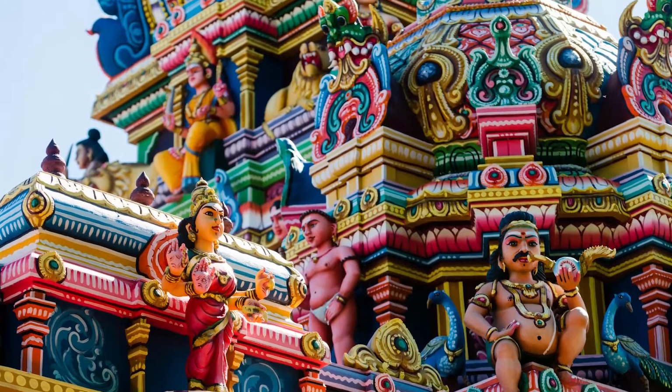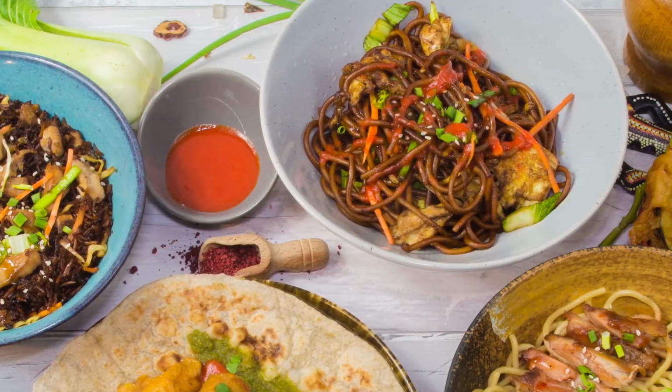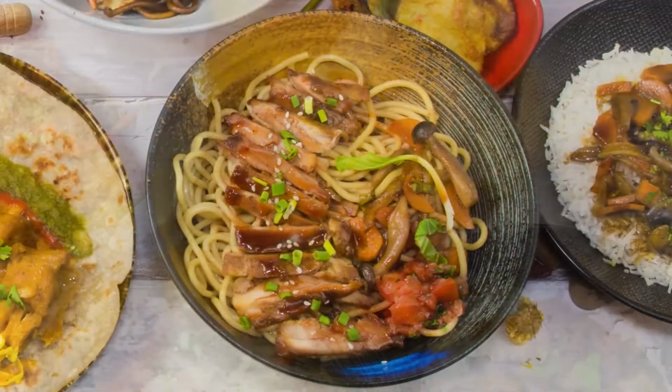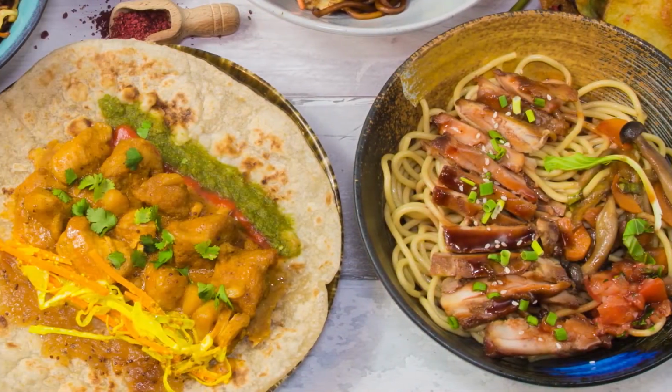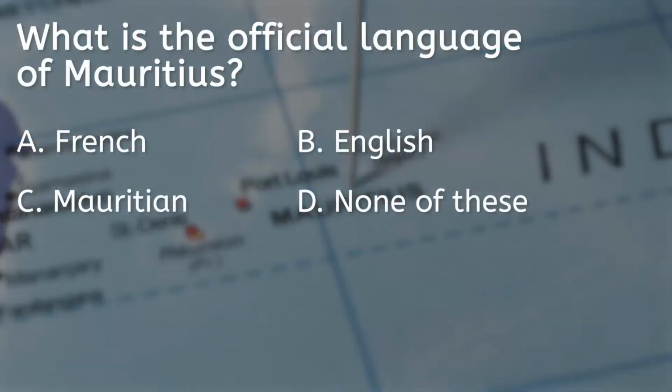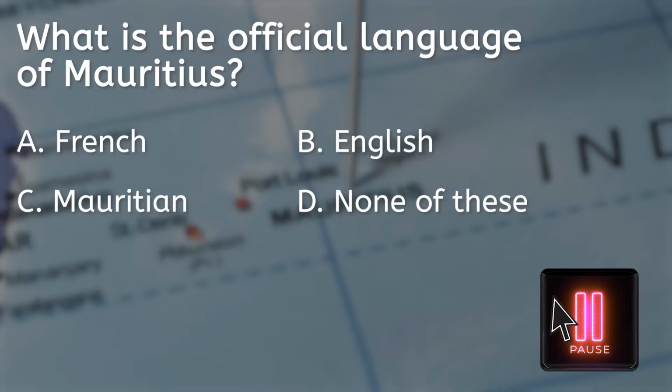About half the people are Hindu. That diversity can be found in the cuisine as well, with influences from China, France, and India. Seafood, vegetables, and fruit, rice, and spices are abundant. So, take a guess. What do you think is the official language of Mauritius?